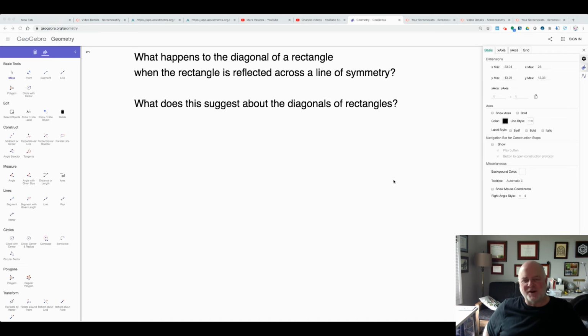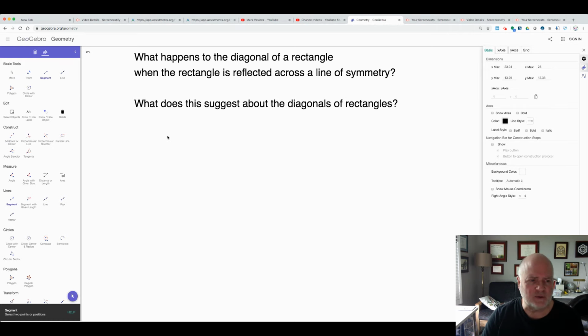In this Illustrative Math Geometry section, Unit 1, Section 15, it's about what happens to the diagonal of a rectangle when the rectangle is reflected across a line of symmetry. So we're looking at lines of symmetry, and this is with rectangles. And this is the cool down from this section. And then what does this suggest about the diagonals of a rectangle? Well, I'd like to investigate this some more.